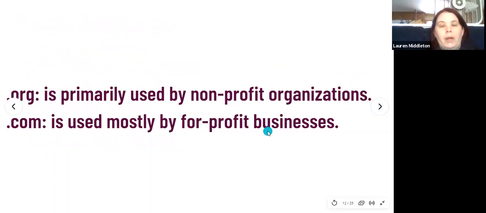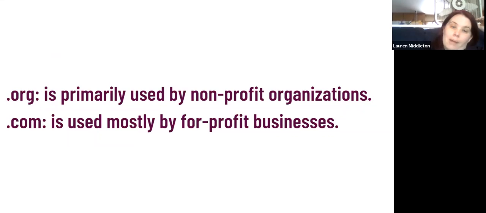Okay, so when you purchase a domain name, you're going to get an option to pick the end of it, which is usually .com or .org. There's also .net, and there's a .uk for the United Kingdom, but most often I see .com and .org. .org is primarily used for nonprofit organizations, and .com is usually for profit businesses. So if you have a nonprofit, you want to pick a domain name that is so-and-so .org.